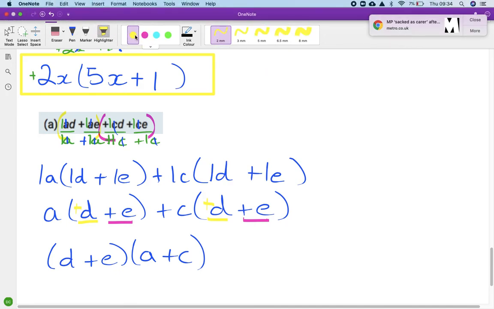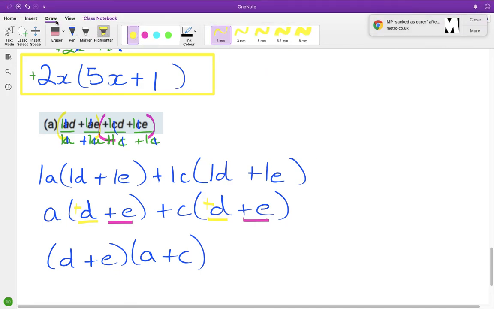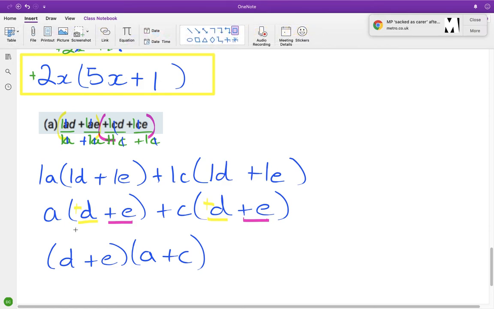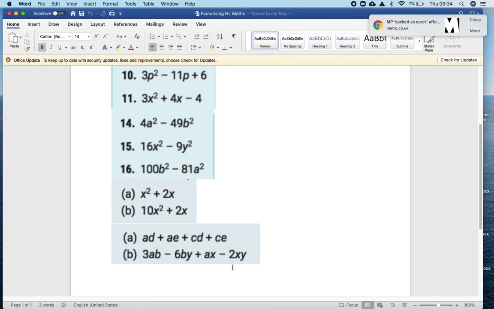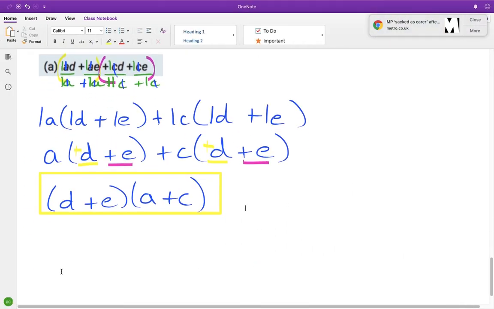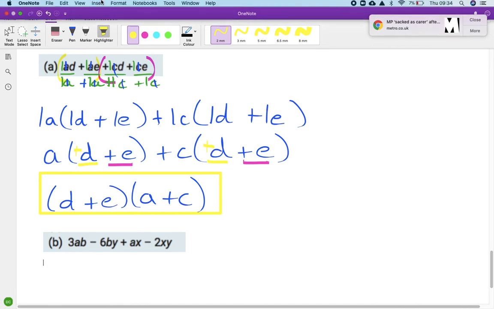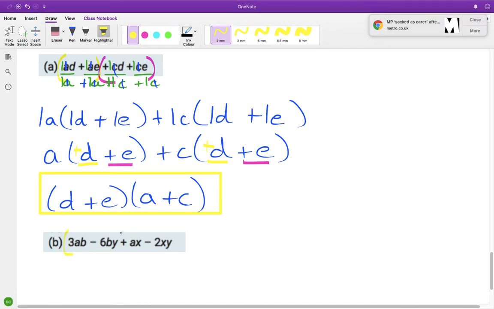Okay, and if you have a load of ones in there, that's completely fine. So if you have 1D plus 1E equals, or bracket 1A plus 1C, totally fine. Okay, and the last one. Right, so bracket it off. These, and then these.